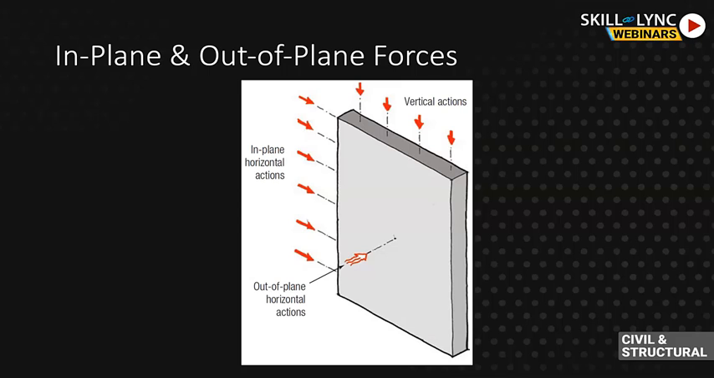Typically, you want your shear wall to be oriented in the long direction to resist the horizontal wind loads, because that's the major axis. This is the strong axis of the wall.